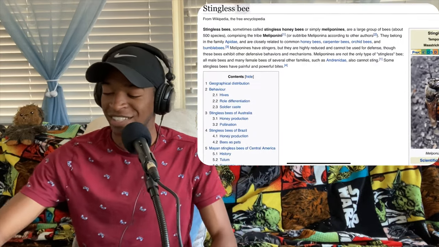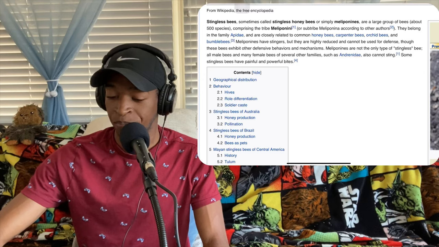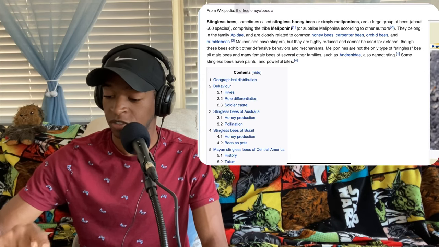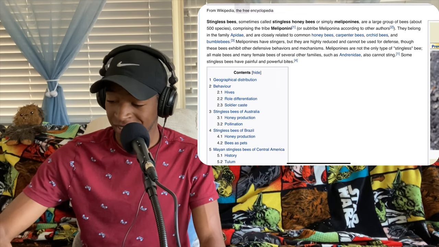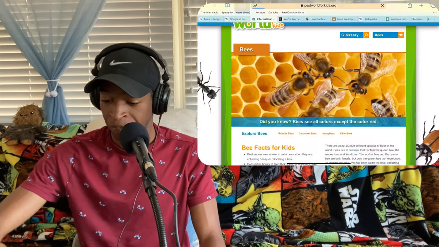These ones are not the only type of stingless bee. All male bees and many female bees of several other families, such as Andrenidae, also cannot sting. What? Male bees can't sting? All right.